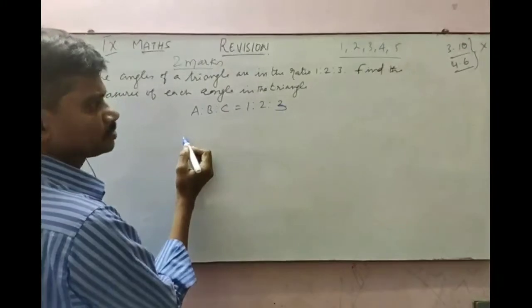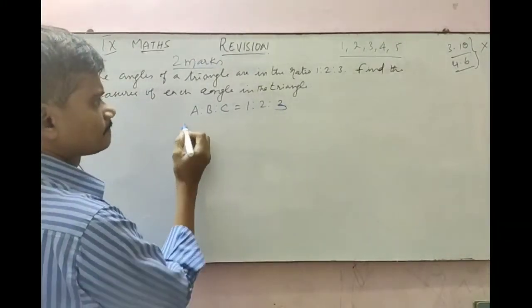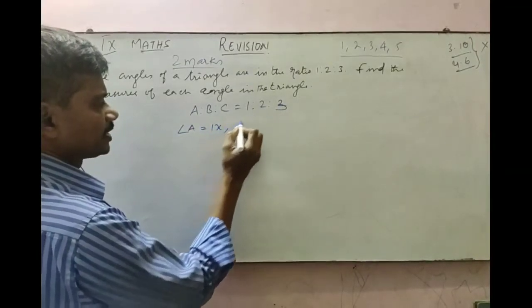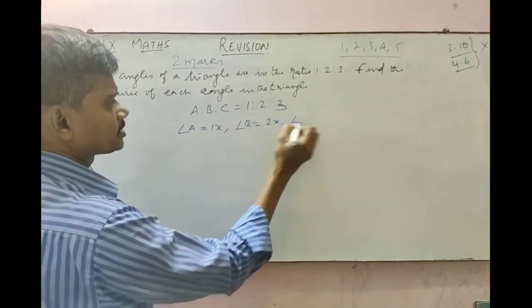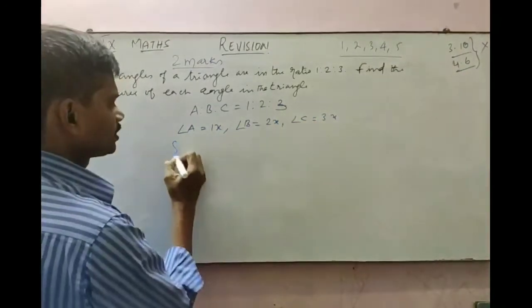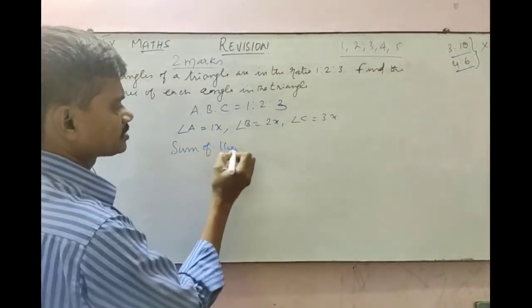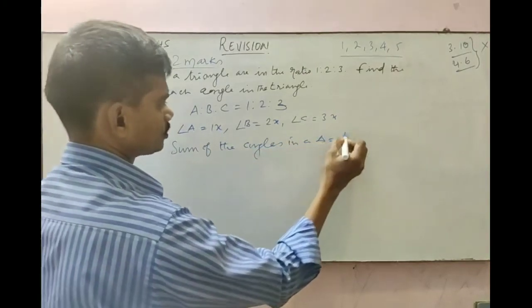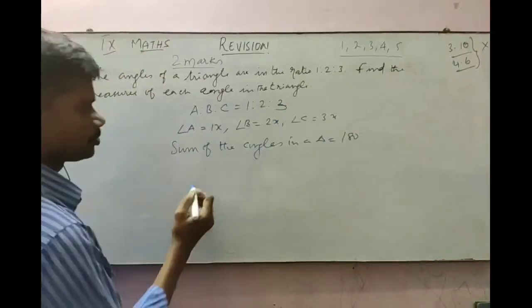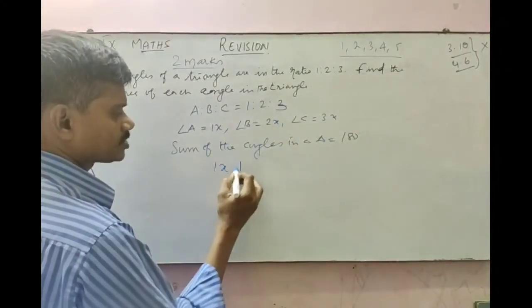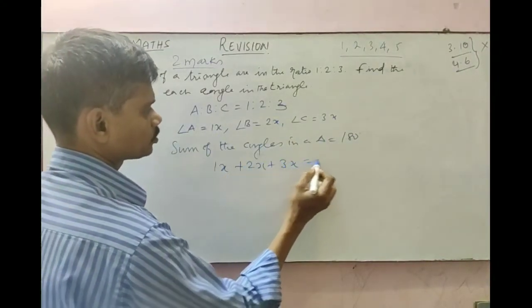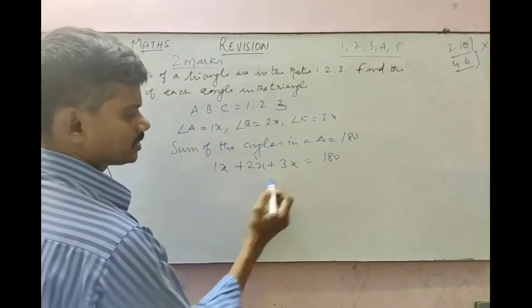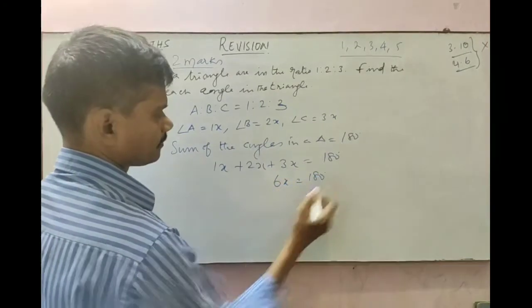So we are going to use any one of the variables here, 1x, angle A equal to 1x, angle B equal to 2x, angle C is equal to 3x. We know that the sum of the angles in a triangle equal to 180 degree. Using that concept, we can add those three angles. 1x plus 2x plus 3x is equal to 180 degree. So if you add these three, you will get 6x is equal to 180.